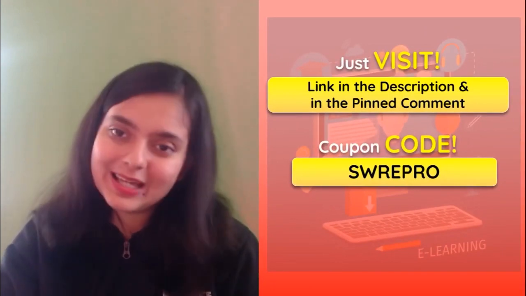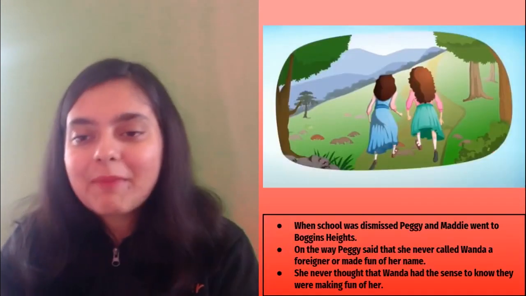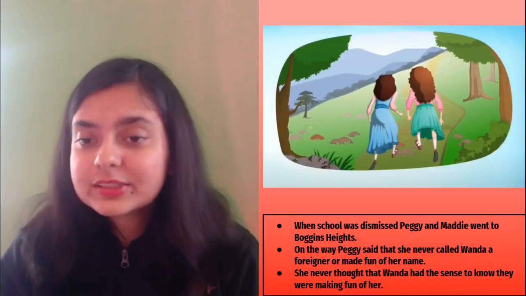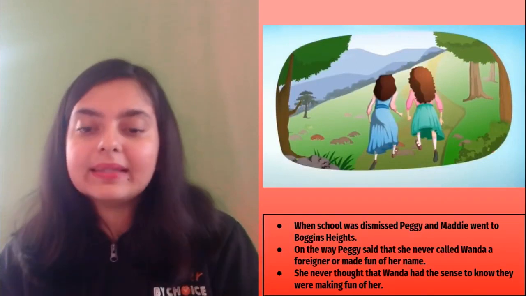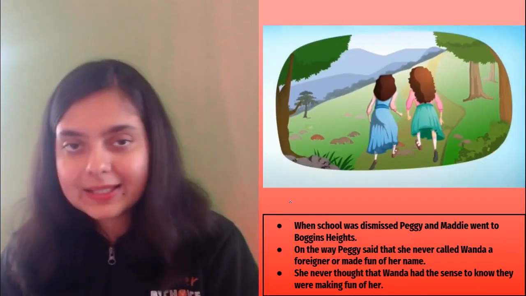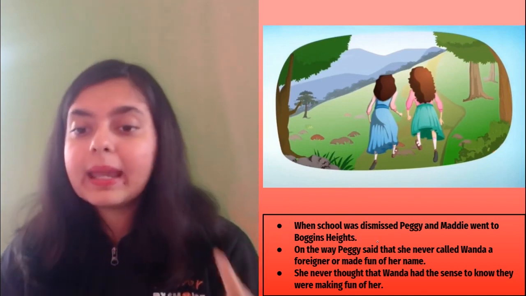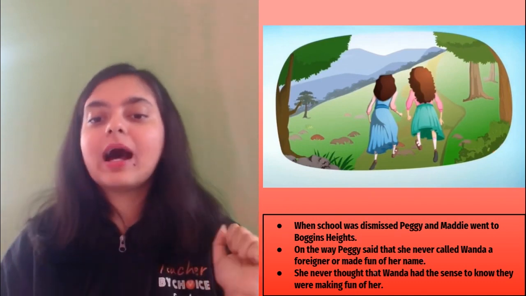Resuming back to the session, when the school was dismissed, Peggy and Maddie went to Boggins Heights. That was the place where Wanda used to live. On the way, Peggy said that she never called Wanda a foreigner.